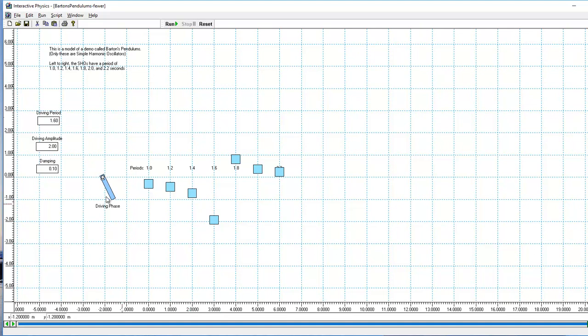Okay, and let's just take a look at this thing. The first thing I want you to notice is that these faster ones are in phase. They're moving at the same time. So notice that this guy's down. I'll show you. These guys are down. The driver is down. Now watch. I'll rotate it till it's up.